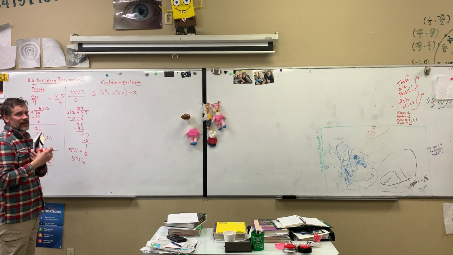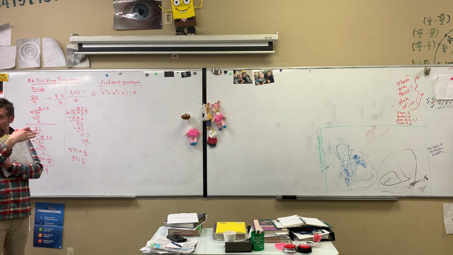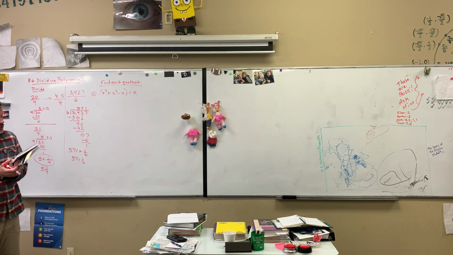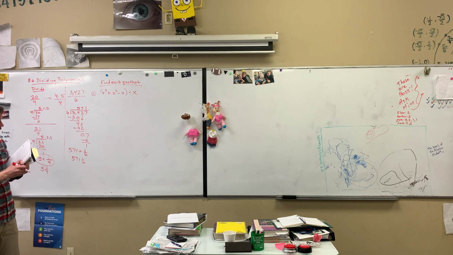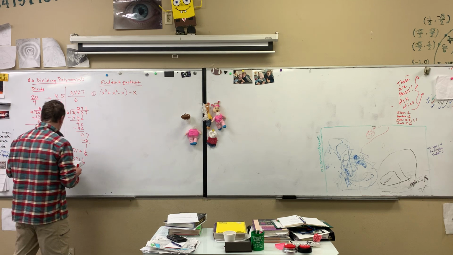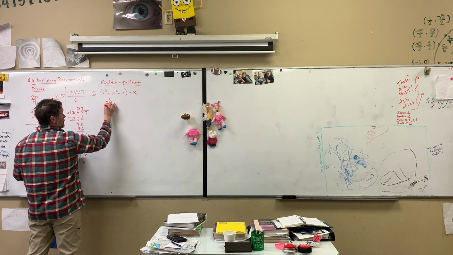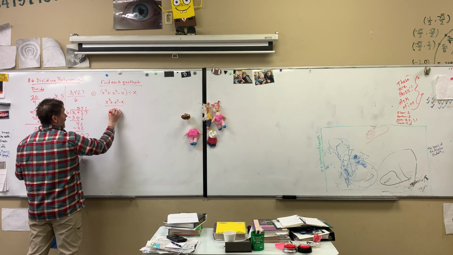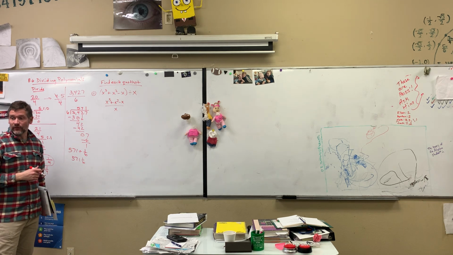Now, they have it in a division format, written horizontally with the division symbol. It doesn't matter how they have it written. You can adjust it. Probably what I would do here is write this as x cubed plus x squared minus x divided by x. I'd probably write it like that. That's a little easier to see.